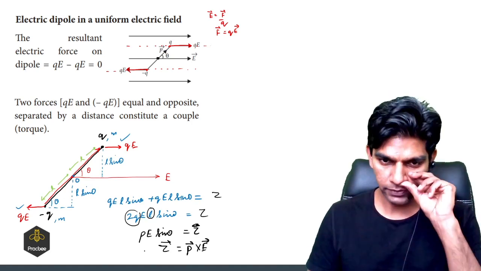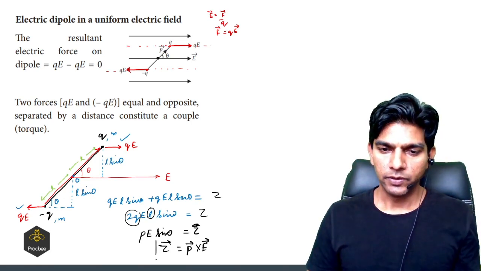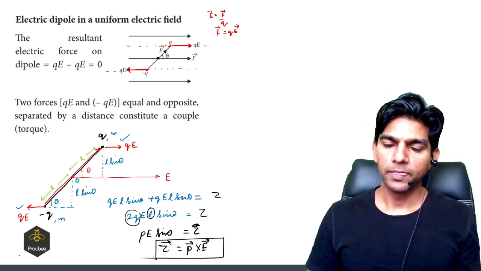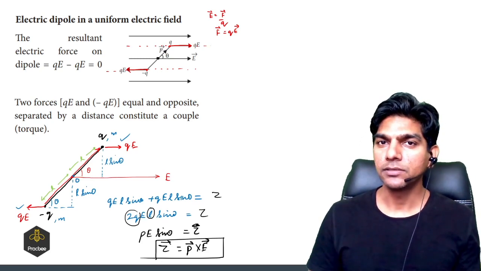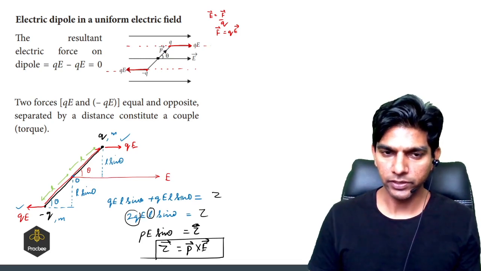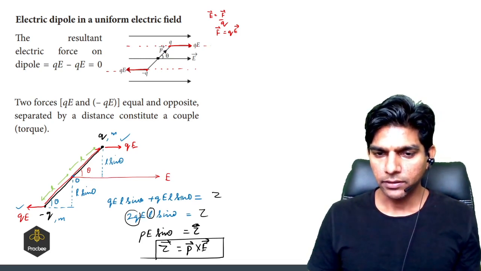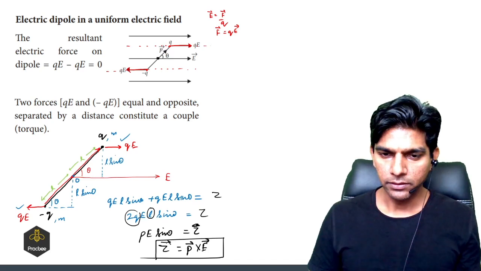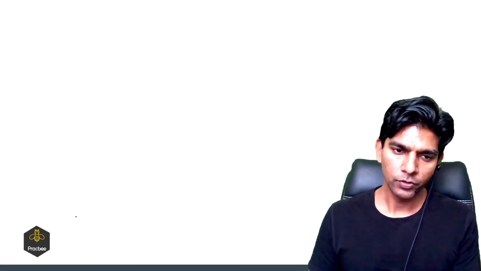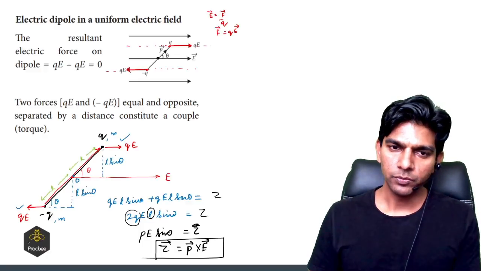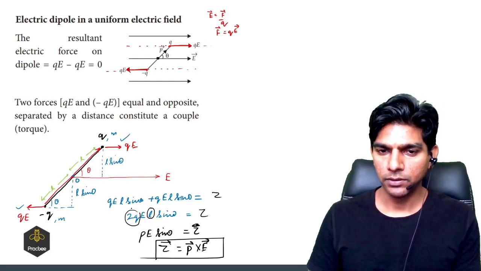So do remember this derivation. When we place an electric dipole in an electric field, it will experience a torque, and this torque will try to align this dipole in the direction of the external electric field, right? And the angle between the electric dipole moment and the field is theta.